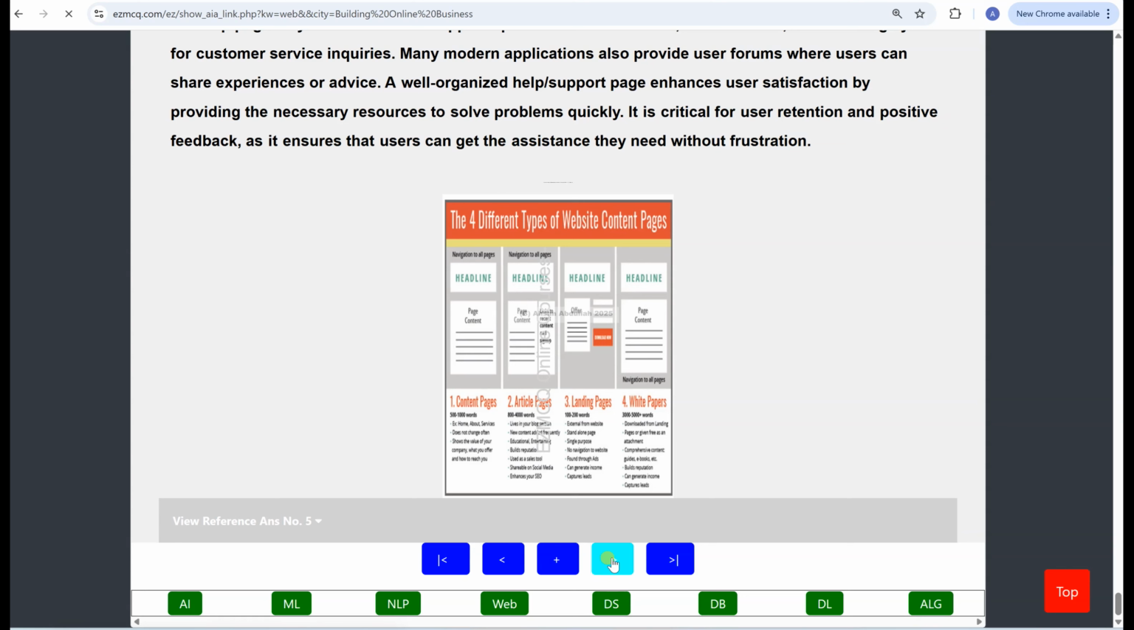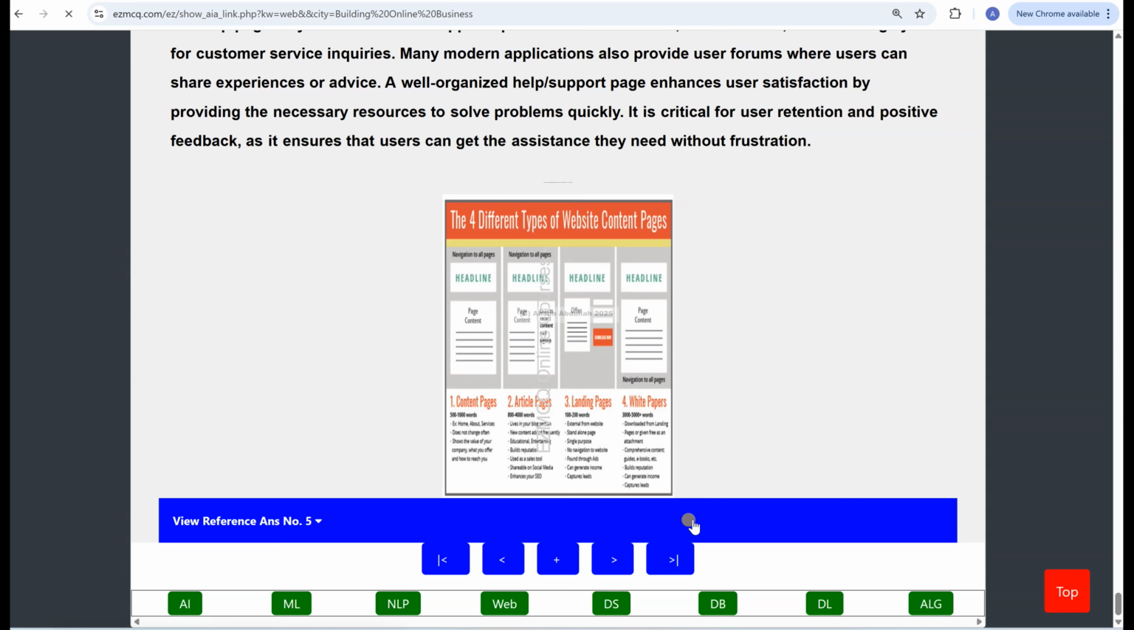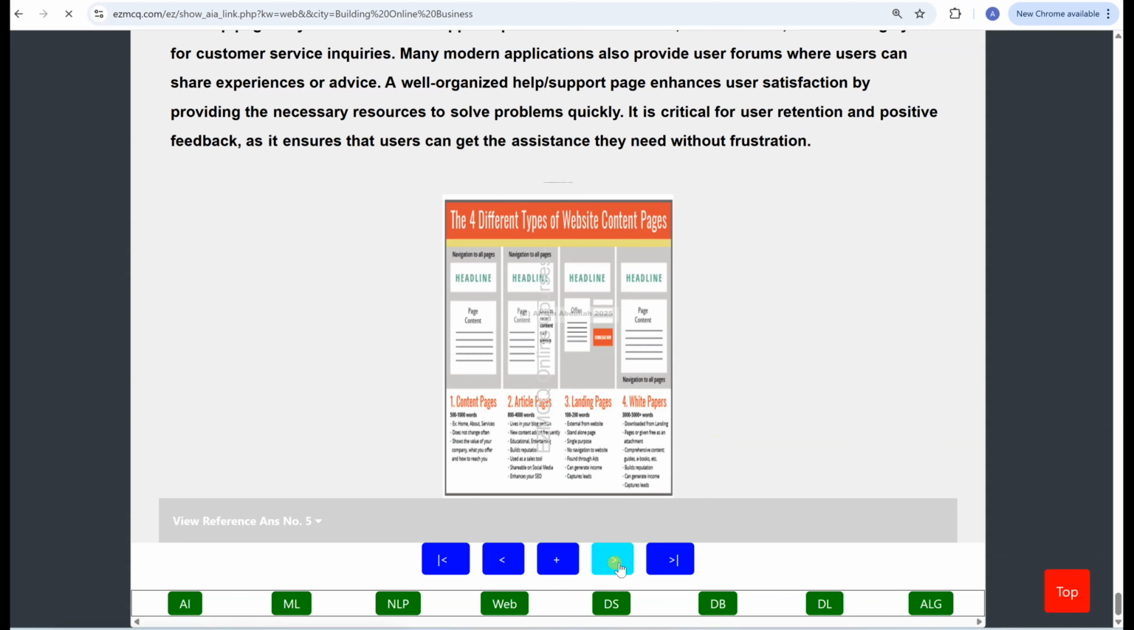So okay, what do we have next? All right, so let's move on. What do we have next?